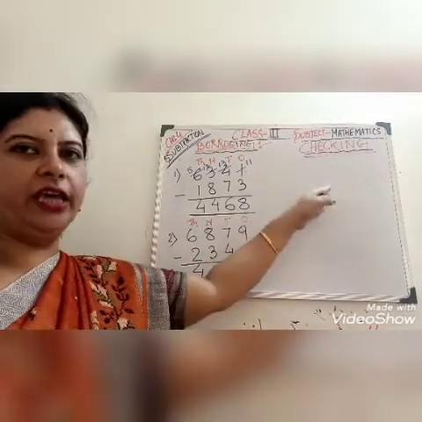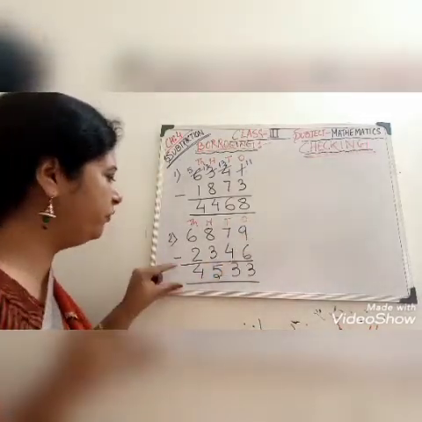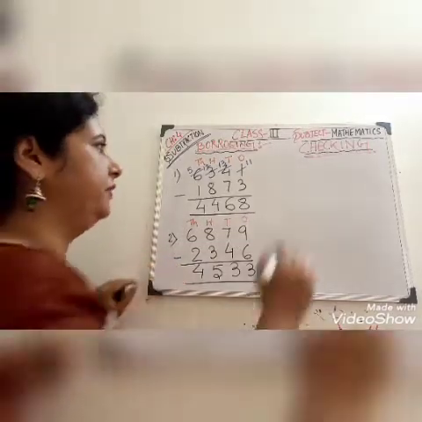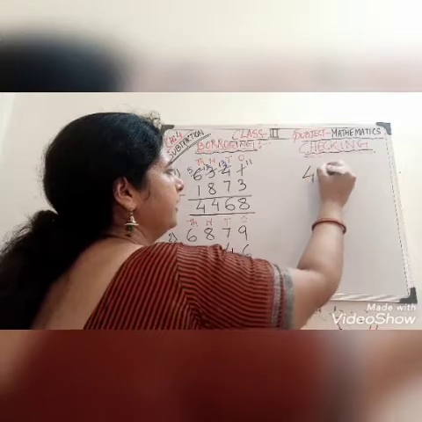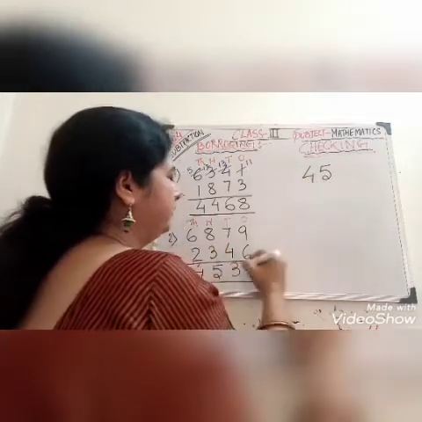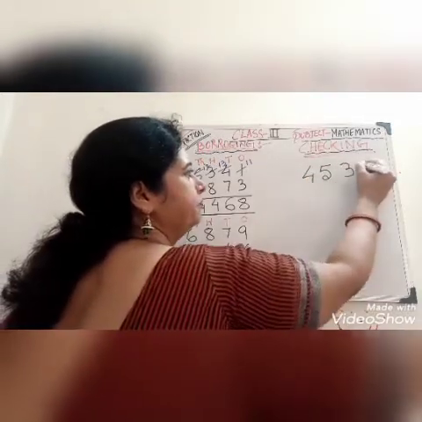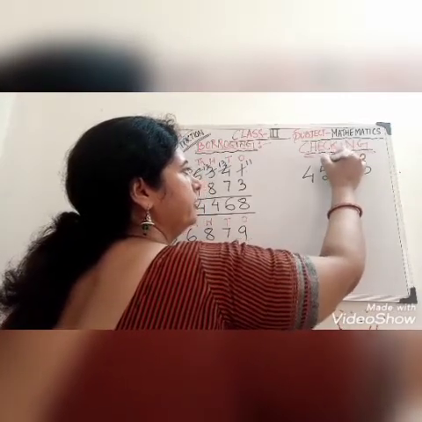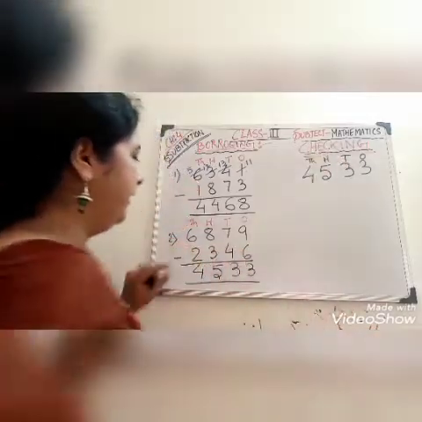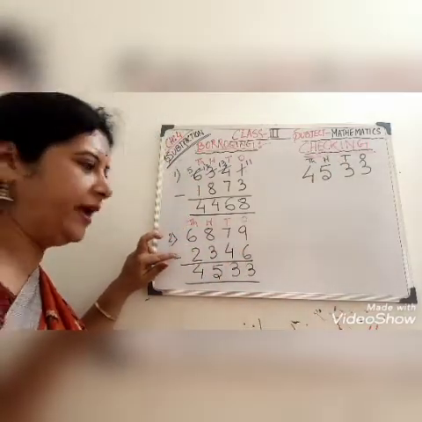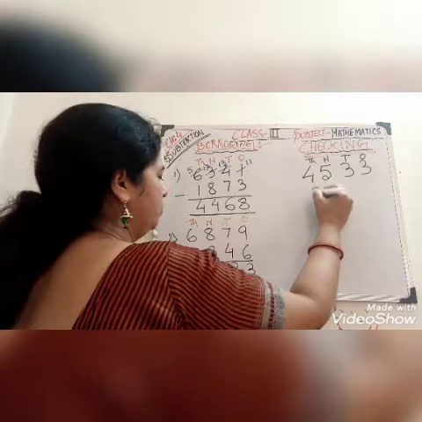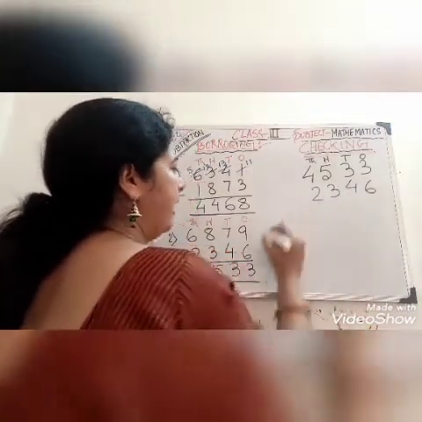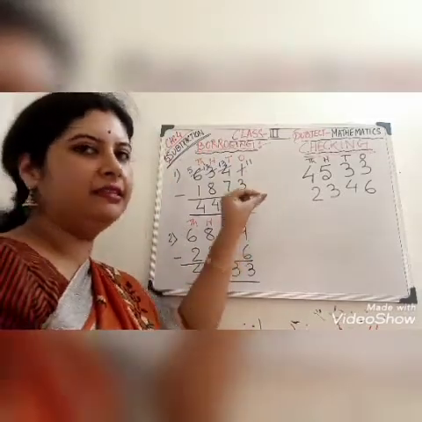Now, in case of checking, what will we do? First of all, we write down the difference. It means the answer of this subtraction. 4533. Ones, tens, hundreds, thousands. And now we write down the subtrahend part. 2346. And we are going to add this number.